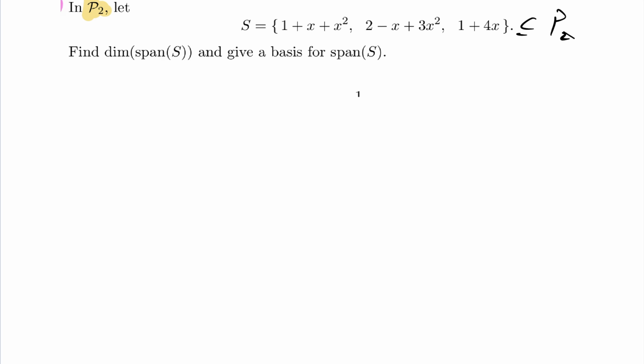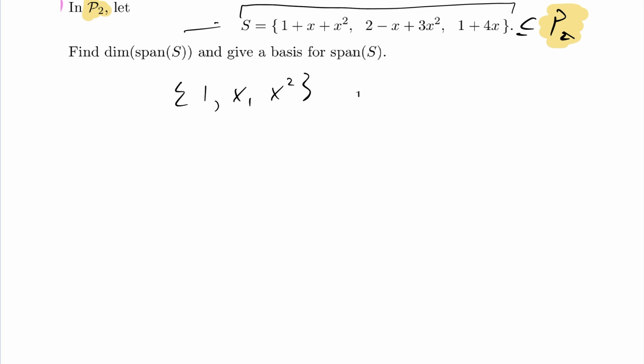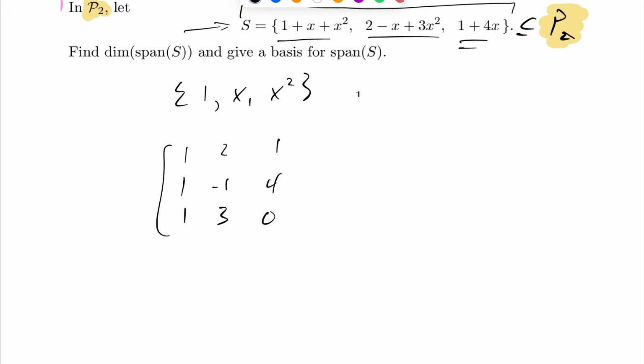Okay, so first thing we're going to do is write my matrix relative to the standard basis for the set P2. A basis for P2 would consist of 1, x, and x squared, because any polynomial of degree 2 or less can be written as some linear combination of these three elements. So if I write my set S with respect to this basis, the coordinates would be 1, 1, 1 for the first vector. The second vector would be 2, minus 1, 3. And for the third vector, 1, 4, 0.